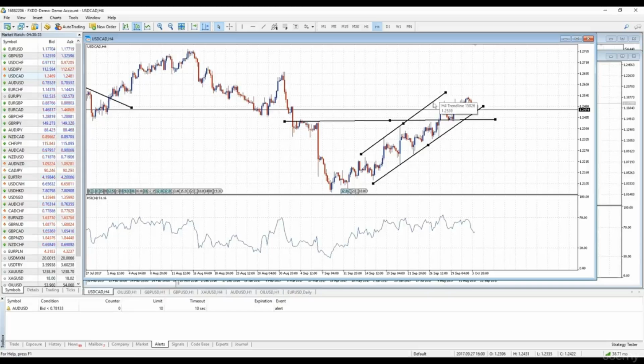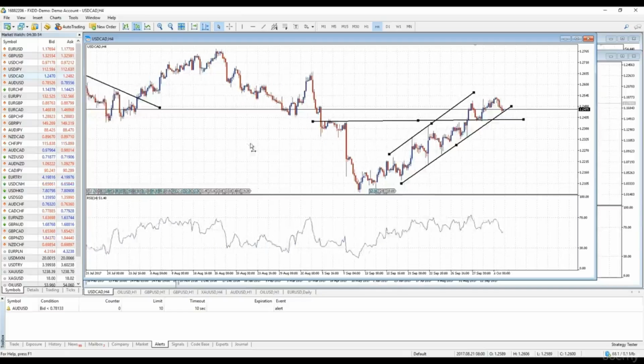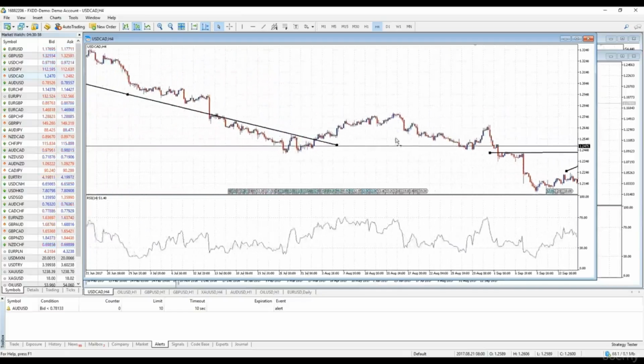Okay, so support and resistance can be on an angle. It can also be horizontal. So here in the past we saw that at this level we were getting lots of resistance, and then finally we were unable to break above, and we continued to sell off. Let's just take a look at some more examples.